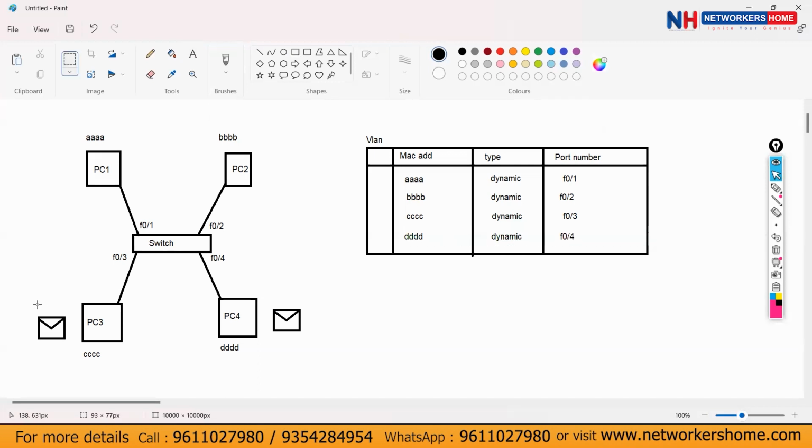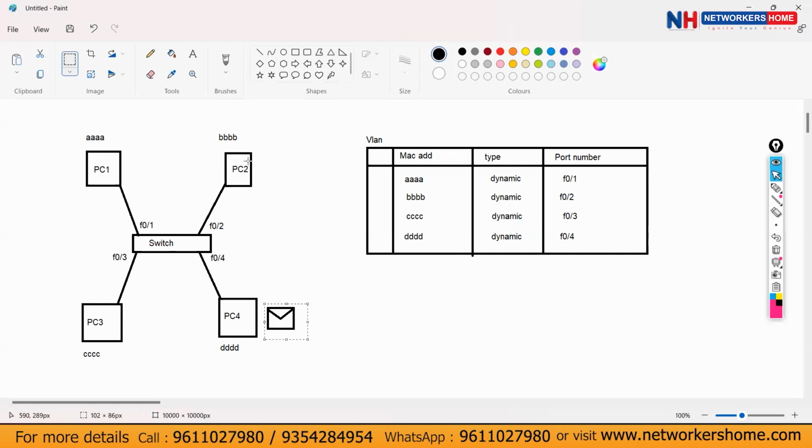Okay. Suppose now, look at this. Now again PC1 sends a unicast message to PC4. Will it be broadcasted? PC1 again will generate a message. It will send it to the switch. What will the switch do? Refer to the MAC table. Now it has the entry. It knows where to send. So it will just forward that packet to PC4. There will be no broadcasting again.